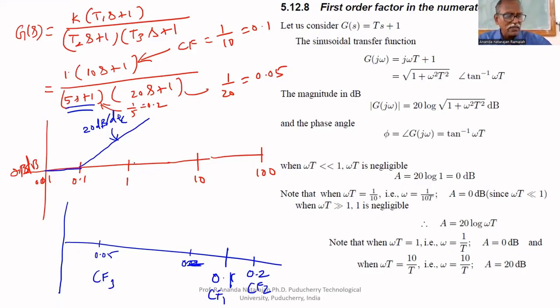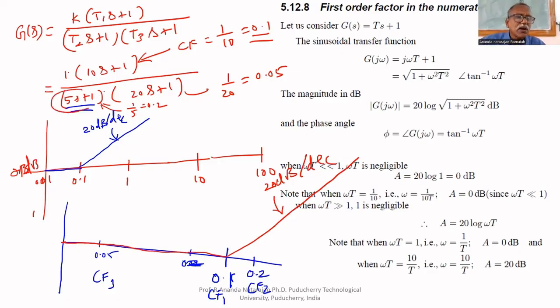Now I am going to draw the plot. The numerator, the corner frequency is 0.1. It is in the numerator. That's why up to 0.1, it is 0, approximate plot, asymptotic plot, Bode plot. After that, it increases at the rate of 20 dB per decade. What is the plot for this?